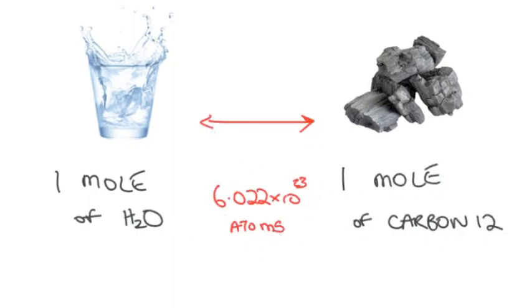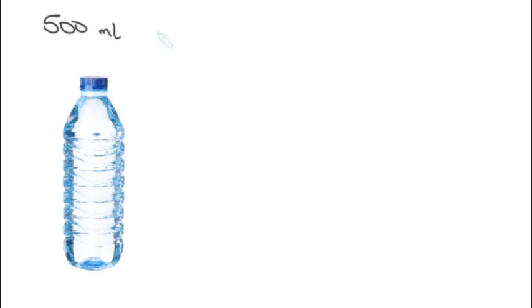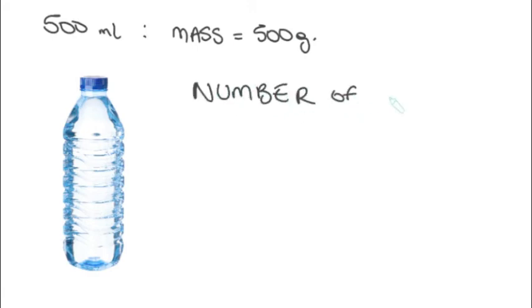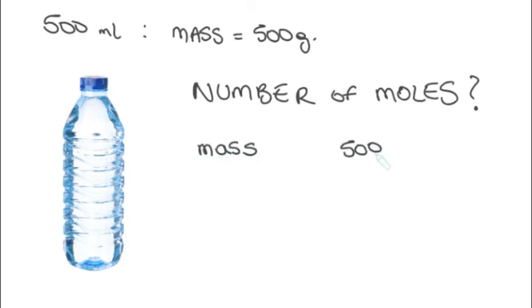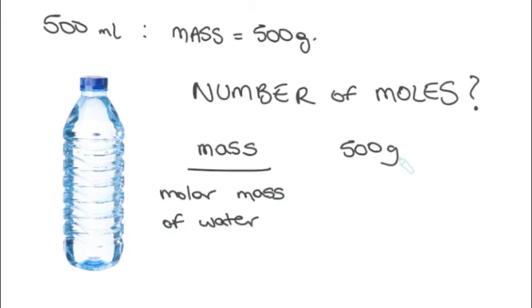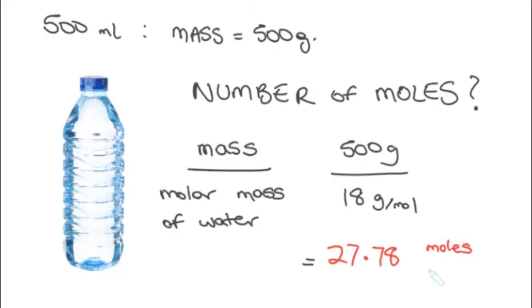Now let's say you purchased a bottle of water, one of those 500 milliliters of water. So the mass of that water would be 500 grams, and we now need to know what is the number of moles of water within that bottle. All we'll have to do is take the mass, which is 500 grams, and divide it by the molar mass of water, which is 18 grams per mole, which is 27.78 moles of water.